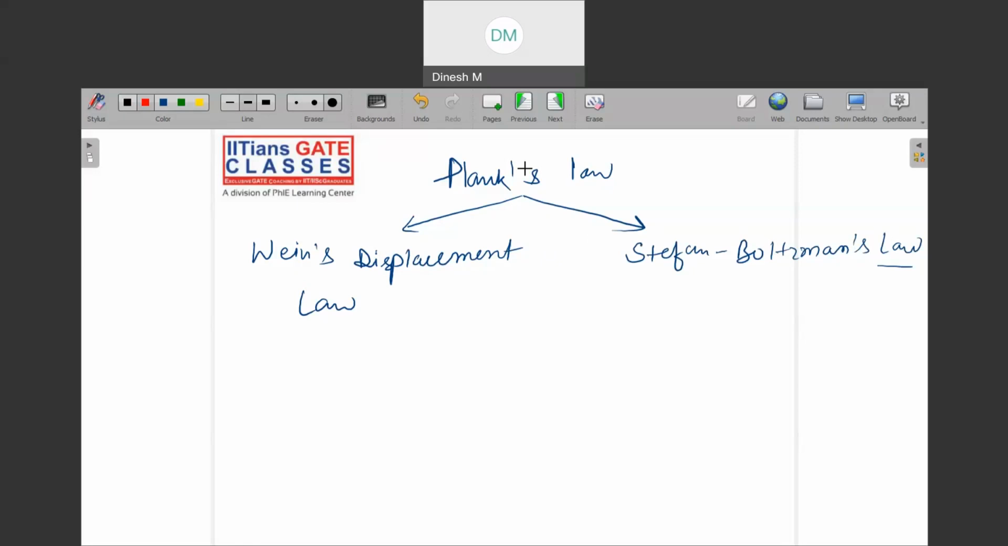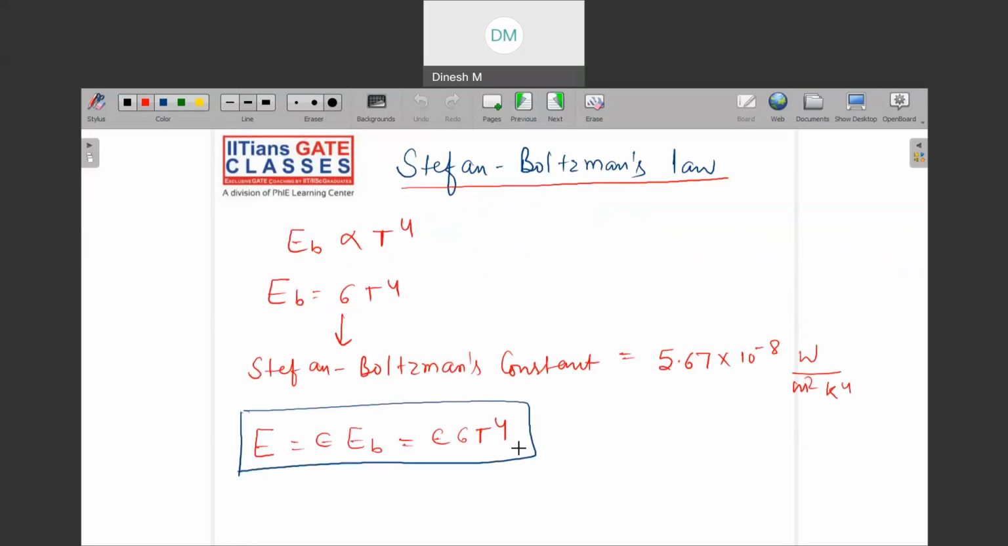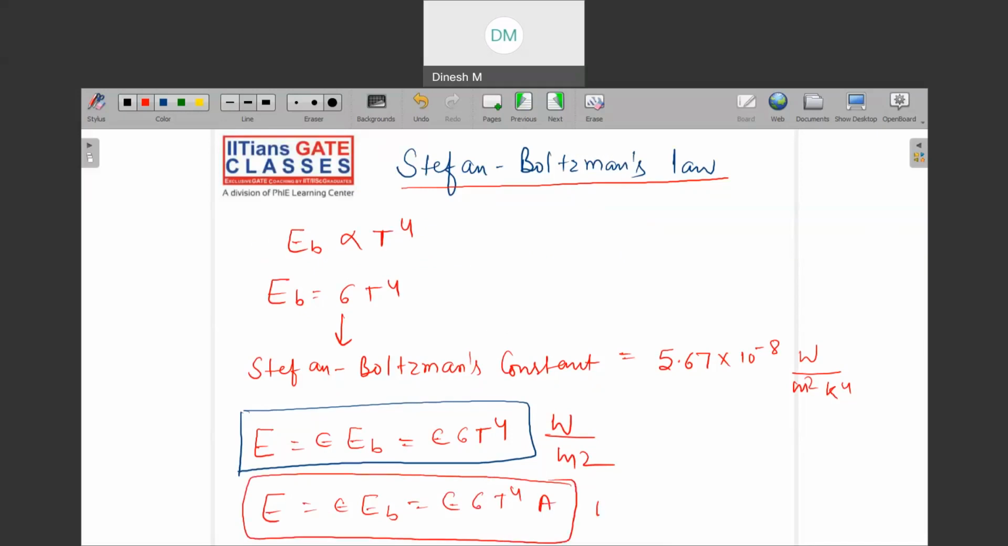Okay, and then if somebody asks what is the unit, here the unit is watt per meter square. And if they ask what is E_b in watts, then can you write this is epsilon sigma T to the power 4 multiplied by area, and then this is nothing but watts, W.